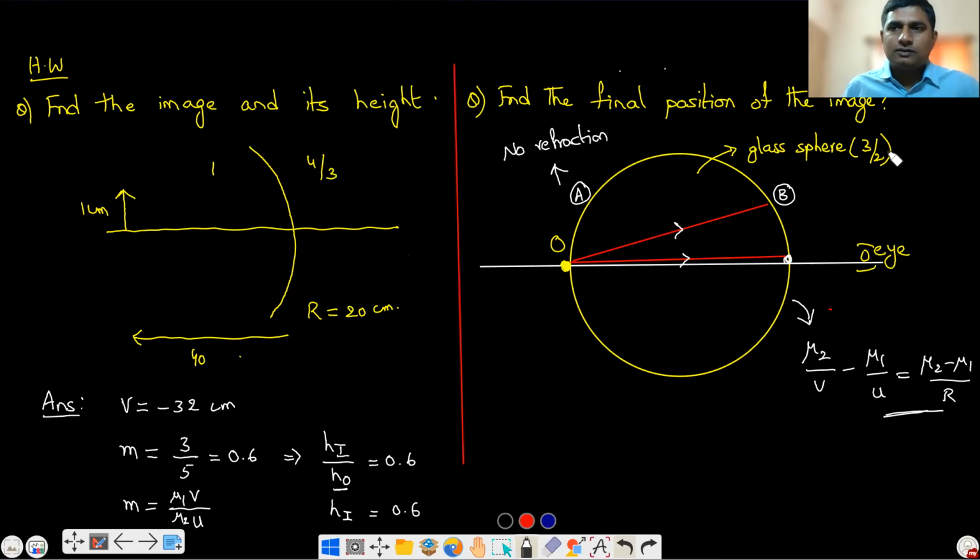Sir, is the final position minus 4 by 5 r? What is the answer? Minus 4 by 5 r. Minus 4 by r. Minus 4 by 5 r. Achha, you're telling the answer: v is equal to minus 4 by 5 times r. That means if r is equal to, let us say, 5 centimeters, then what is the answer? Minus 4, you are telling? No. Why did you get minus 4?